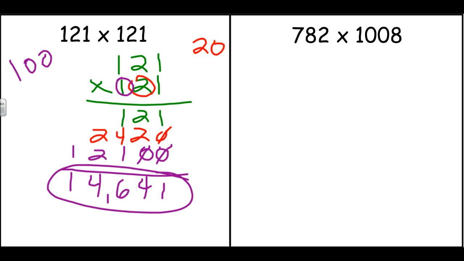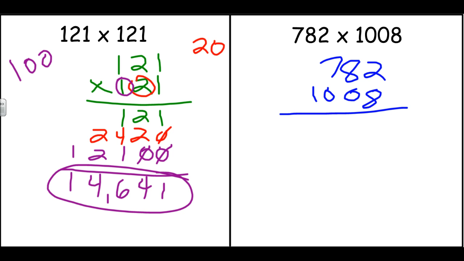Our second multiplication here is 782 times 1008. I'm going to leave the 1008 on the bottom here because it has only 2 digits to multiply for. Now we'll see how the zeros go in just a second. But going with the 8, 2 times 8 is 16. Add 1, 8 times 8 is 64, plus 1 is 65. Carry the 6, 8 times 7 is 56, plus 6 is 62.